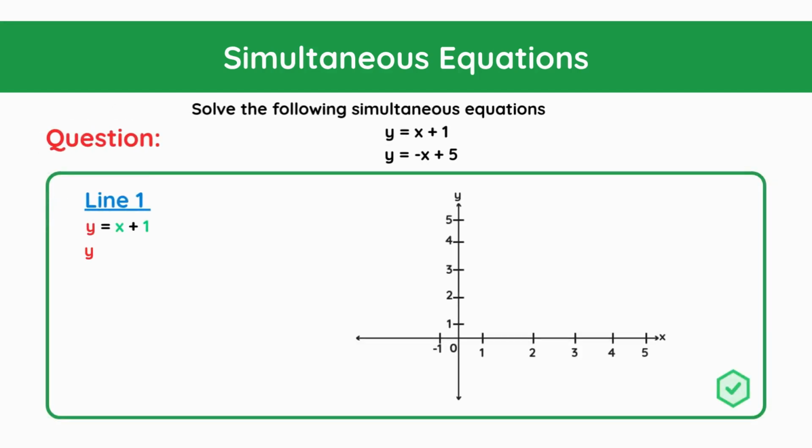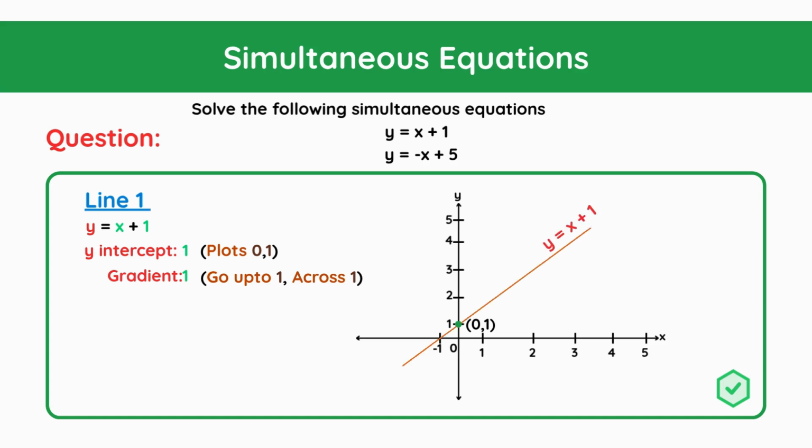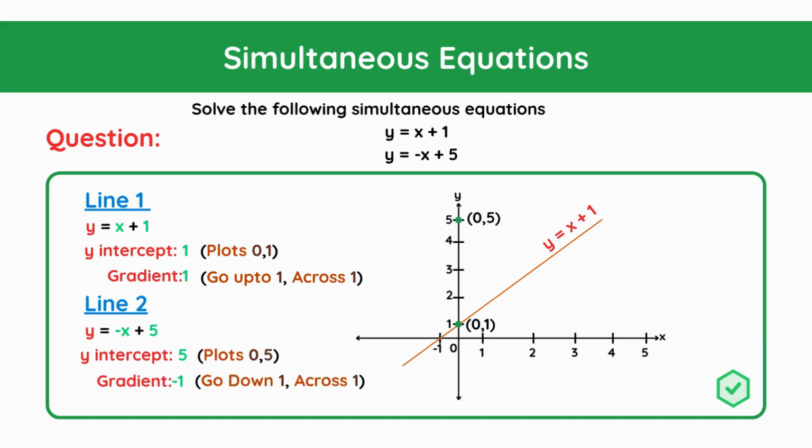For the first line, the y-intercept is 1 and the gradient is 1. So we plot the point 0, 1 and from there go up 1, across 1 to plot the next point. Join them with a straight line. For the second line, the y-intercept is 5 and the gradient is minus 1. So we plot the point 0, 5 and from there go down 1, across 1. Join them with a straight line. Now look at where the two lines cross. They intersect at the point 2, 3. So the solution is x equals 2, y equals 3.